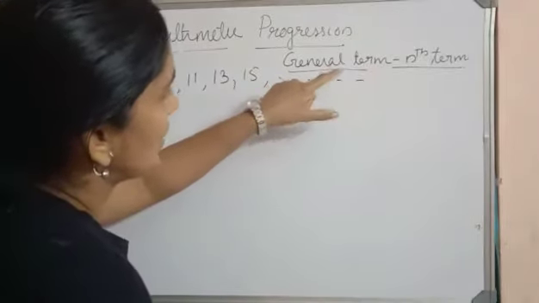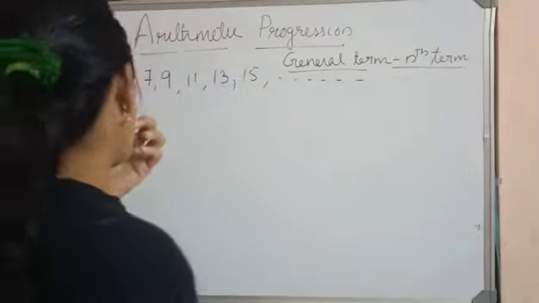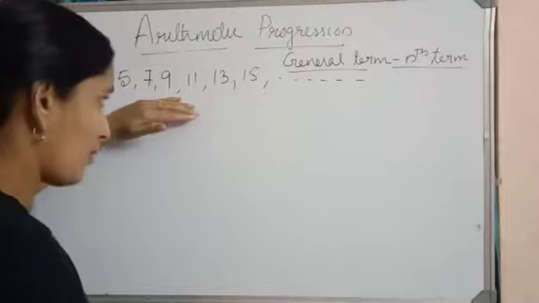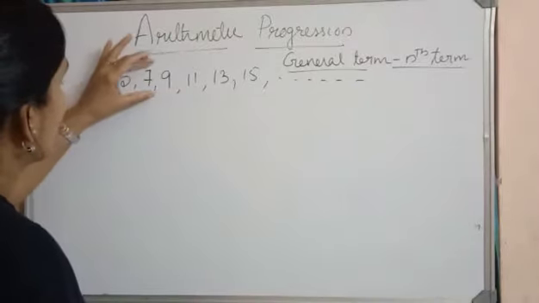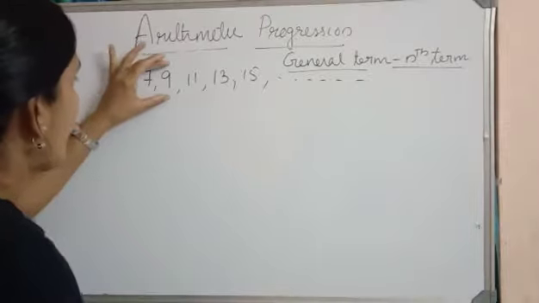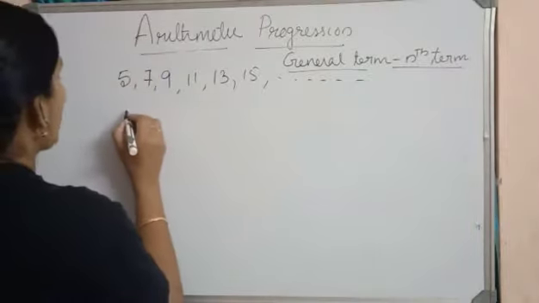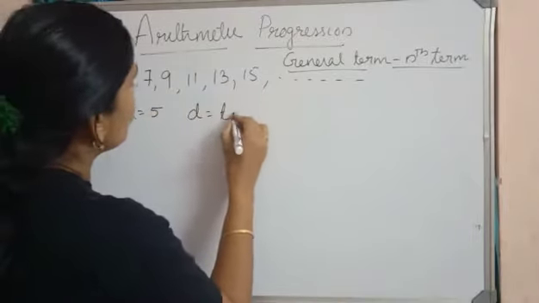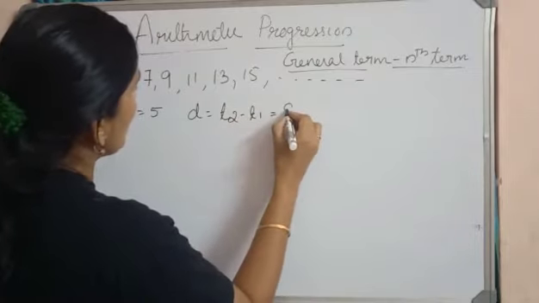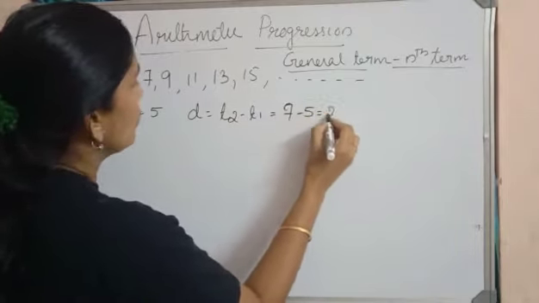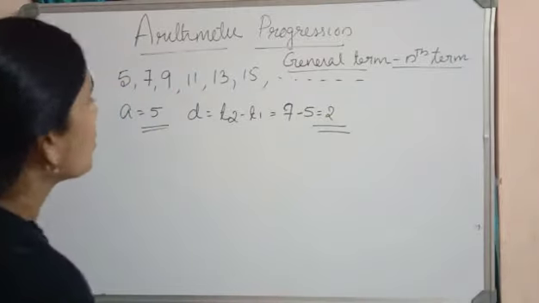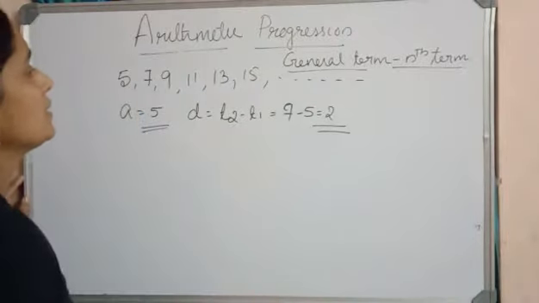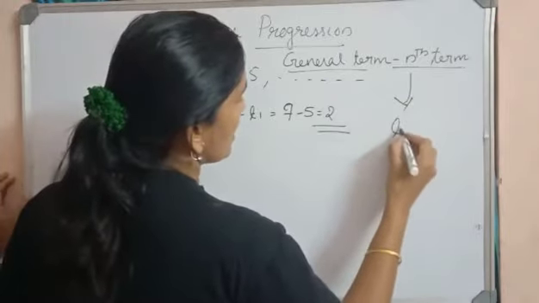Now, let's find the general term, that's the nth term of the arithmetic progression. How to find it? Consider this AP. This is a sequence, an example of an AP. Here, each element of the AP is 5, 7, 9, 11, etc. The first term of the AP is A, which is equal to 5. The common difference D is equal to T2 minus T1, which is 7 minus 5, that is 2. So the common difference is 2 and the first term is 5. By using this, we can find the nth term of the AP. The nth term or general term can be represented by Tn.